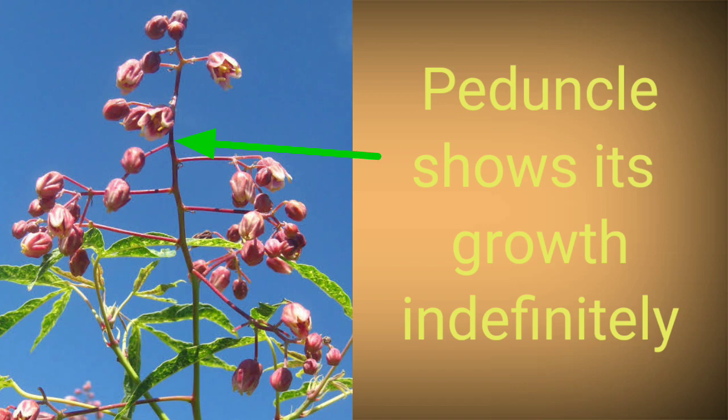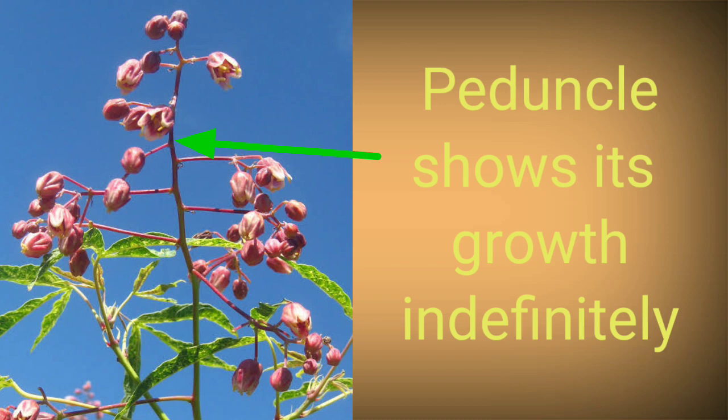This is also called indeterminate because the long axis, that is the peduncle, tends to grow throughout its flowering time, and we can see a cluster of flowers right at the tip. Because of the development of the lateral and axillary flowers, it possesses an order which is called the acropetal order, or this can also be in the form of centripetal order.